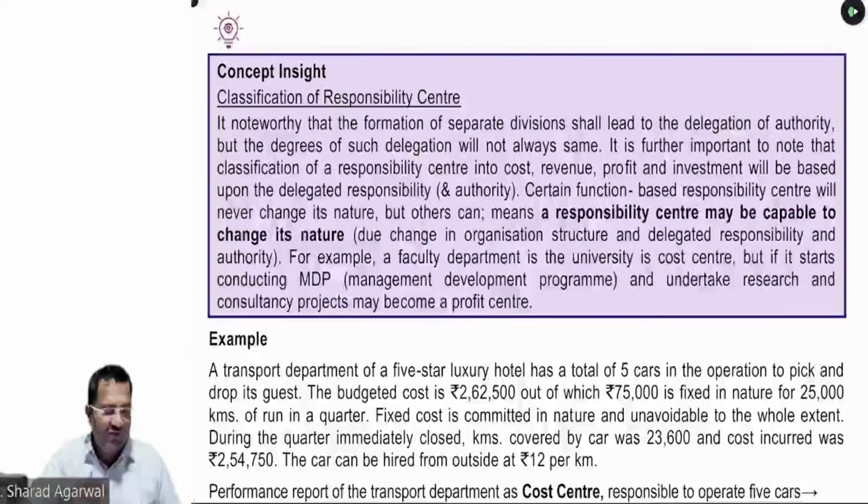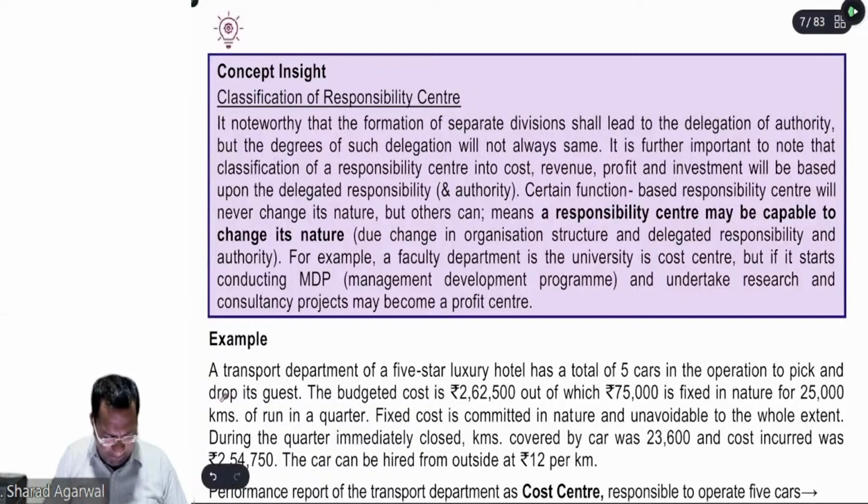So very, very good example, beta. I recommend you to consider this example even in the last day before examination, because this is the only question available in the institute publication that is related with the example of cost center and profit center. Okay, चलिए आइए देखिए. The question is available in the next page, page number 7.